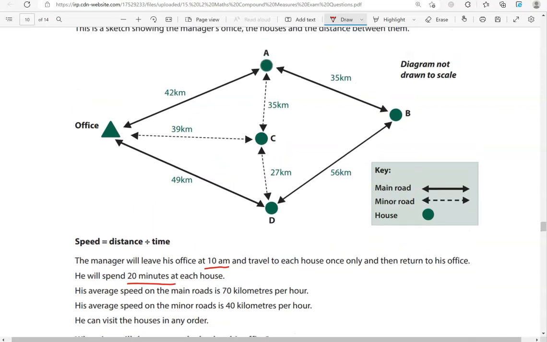Okay, so we'll start at the office. As he can visit the houses in any order, I'm going to suggest go to A first, and then B, and then D, C, and then back to the office. At each house he will stay for 20 minutes, so 20 minutes here.